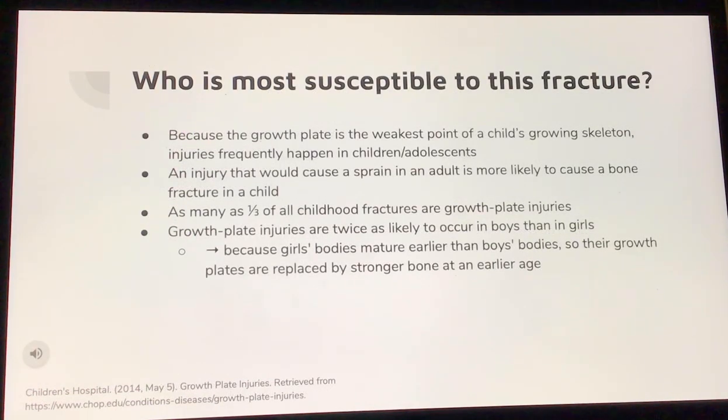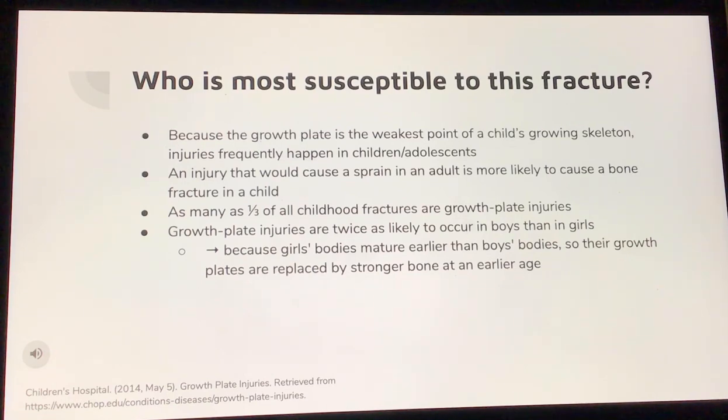Who is most susceptible to this fracture? Because the growth plate is the weakest point of a child's growing skeleton, injuries frequently do happen in children and adolescents. An injury that would cause a sprain in an adult is more likely to cause a bone fracture in a child, just because a child's bone is much more fragile than an adult's, and as many as 1/3 of all childhood fractures are growth plate injuries.